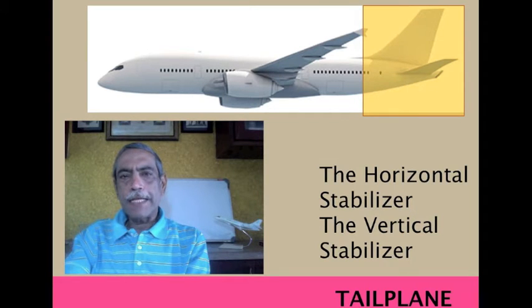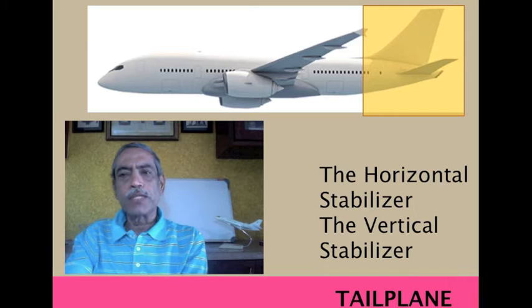In the last class, we were introduced to the tail plane and the horizontal and the vertical stabilizer. In this lesson, we will dwell more on the details of the tail plane, the horizontal stabilizer, and the vertical stabilizer.